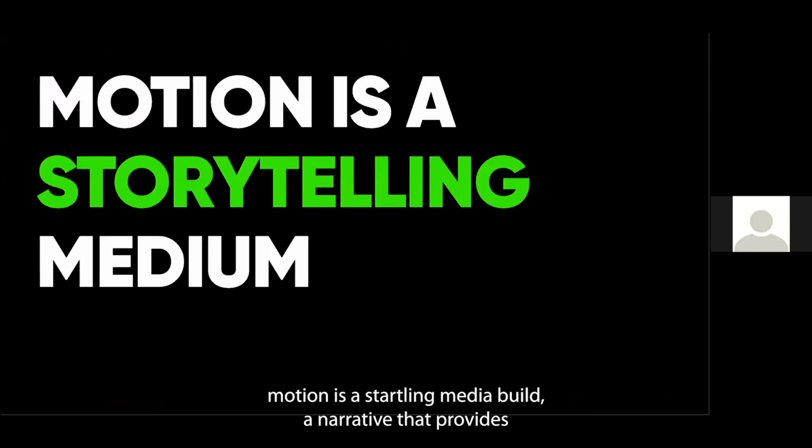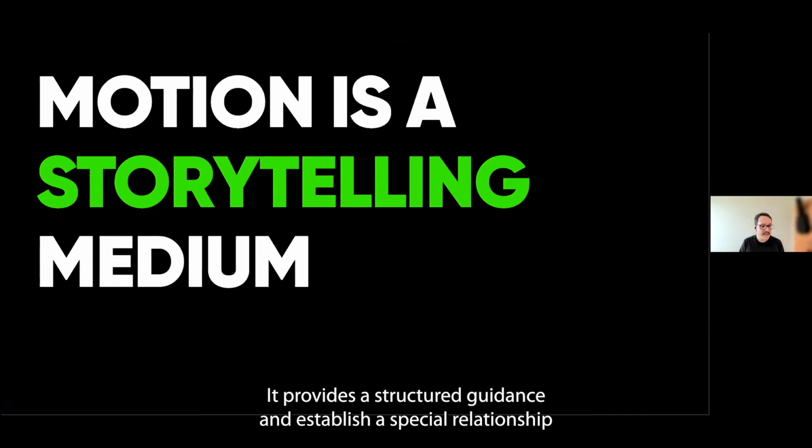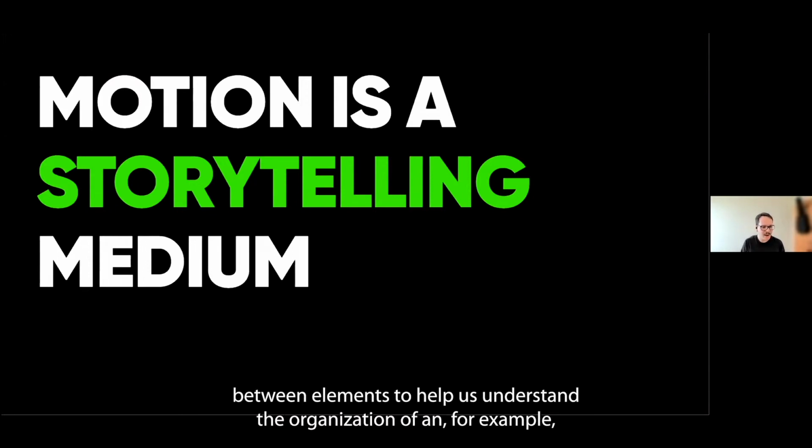In product design, motion is a storytelling medium. It builds a narrative that provides context to the user. By visibly linking screens and elements together, it provides structured guidance and establishes a spatial relationship between elements. It helps us understand the organization of an app, for example.